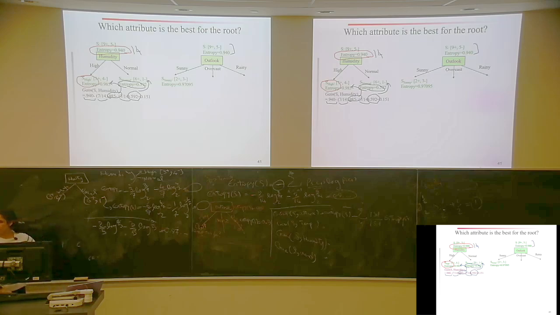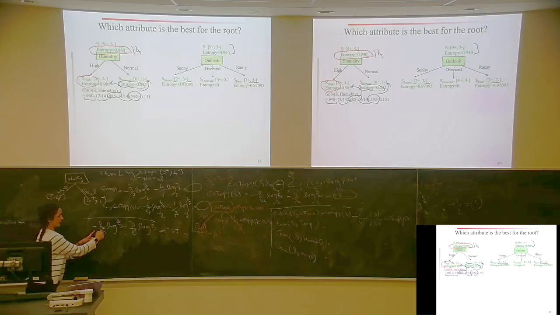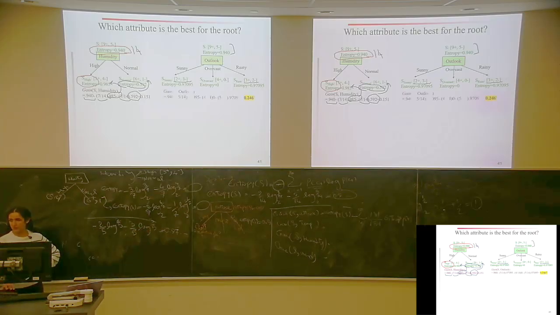And then the same thing for overcast. Should we calculate it here? No, because you see 4 out of 4 instances where outlook is overcast, they all belong to class yes, so entropy is 0. For rainy, should we calculate it? Again, no, because you have 2 positive, 3 negative here. It's the same mix here, 3 positive, 2 negative, but it doesn't matter, right? Because again, it will be the same calculation. So you don't need actually to calculate it again.